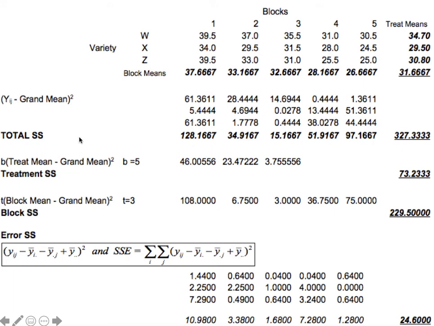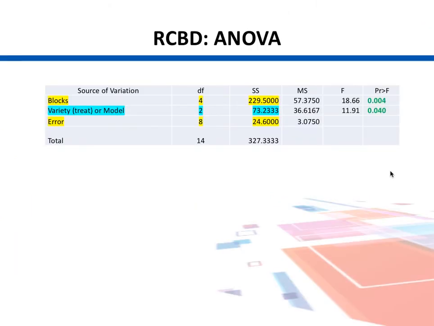We did that before in CRD as well, and then this is how we calculate the treatment mean minus grand mean squared, times B, and the sum of all these terms gives us the treatment sum of squares. The block sum of squares is T times the block mean minus grand mean squared, and T is the number of treatments. For the blocks we multiply with T, and for the treatment sum of squares we multiply with B, B for blocks. And we calculate the block sum of squares and the error sum of squares, a little bit ugly, and finally we have our sums of squares, and we construct our ANOVA table like this.